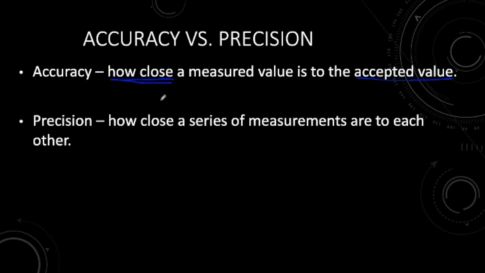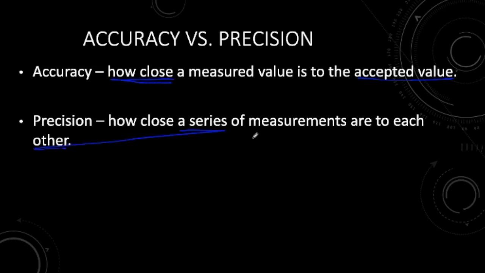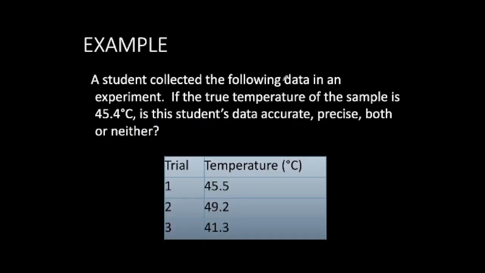Okay. Precision, on the other hand, is how close a series of measurements is to each other. So it doesn't matter if you are close to that accepted value, but if you're close to a similar value every time, all 1,000 times you take a measurement, that's what we call being very precise. Again, let's look at an example of what this might look like. Here we have a student that collected data in an experiment. If the true temperature of the sample is 45.4 degrees Celsius, is the student's data accurate, precise, both, or neither?